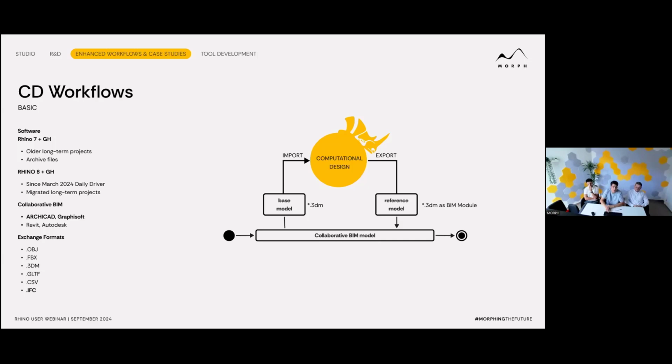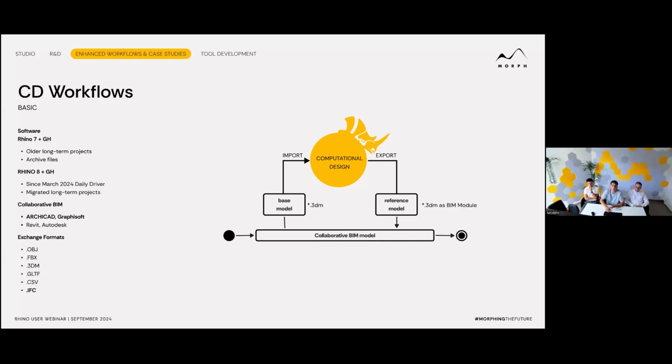I'm also going to explain our tools here. The main collaborative model is usually an ArchiCAD Teamwork file. Sometimes we work in Revit, but we mainly work in ArchiCAD. And our computational design loop is taking place in Rhino 7 or Rhino 8 plus Grasshopper. Right now we are more completely into Rhino 8.